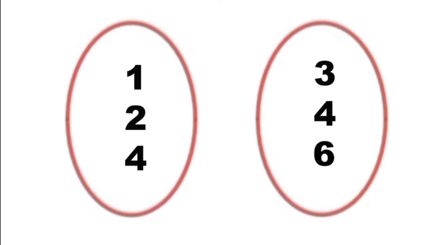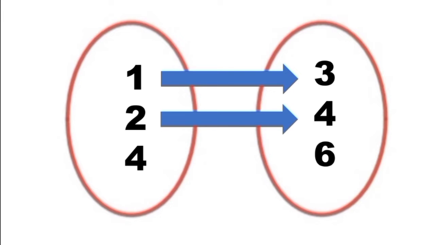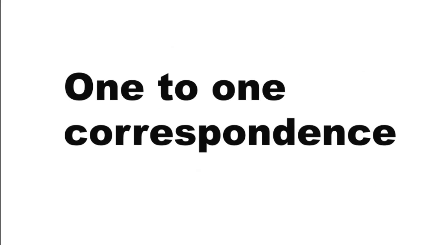Mapping the x and y, the domain and the range respectively, 1 corresponds to 3, 2 corresponds to 4, and 4 corresponds to 6. This type of relation is a function, for each element of the domain corresponds to only one element in the range. This is the case of one-to-one correspondence.